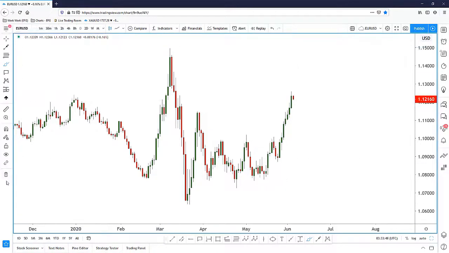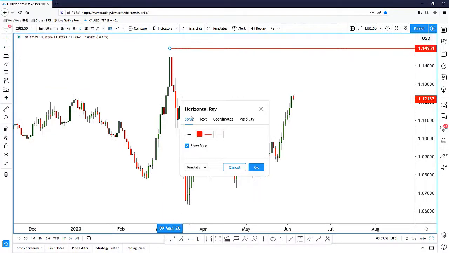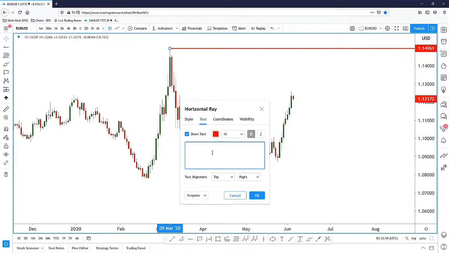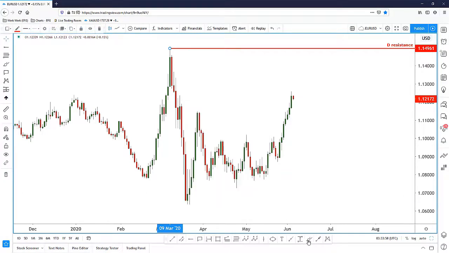So with that, I want to put a resistance over here and call it the daily resistance. That's where I'm expecting price to make a push to, because price already surpassed all resistance, and this is the next resistance. So generally, market follows the line of least resistance.